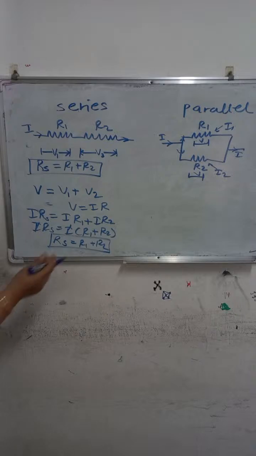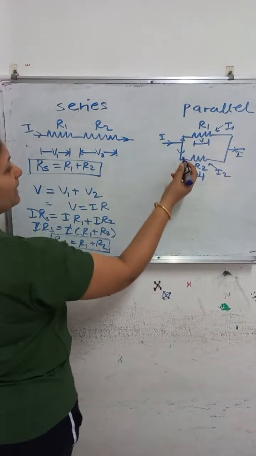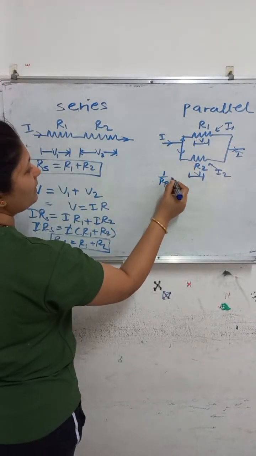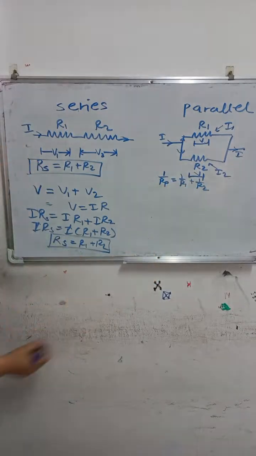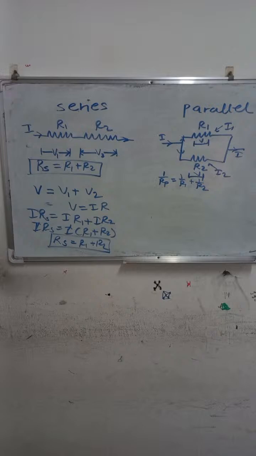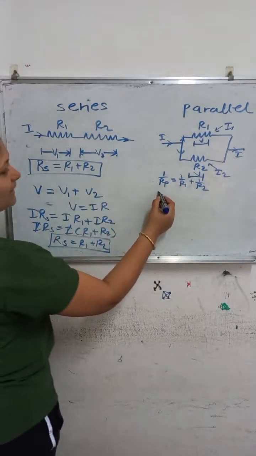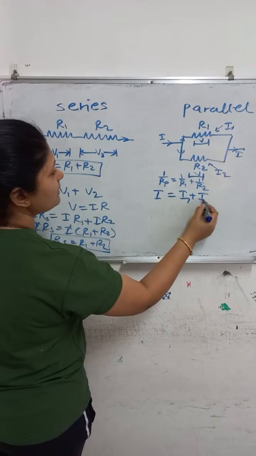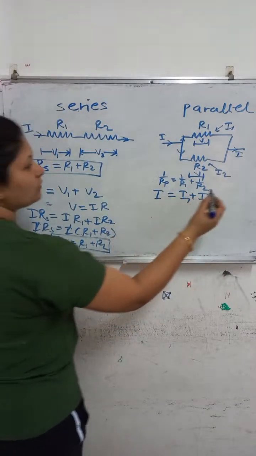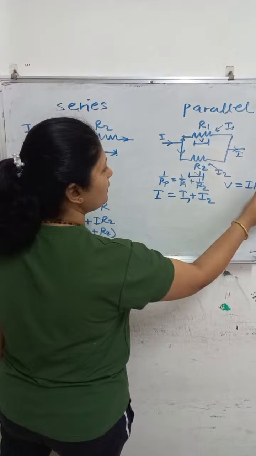So how can you find this out? In this case we get 1 by Rp is equal to 1 by R1 plus 1 by R2. How can you solve this? Here voltage will remain the same. Current gets divided, no? So total current I is equal to I1 plus I2. And again according to Ohm's law, V is equal to IR.